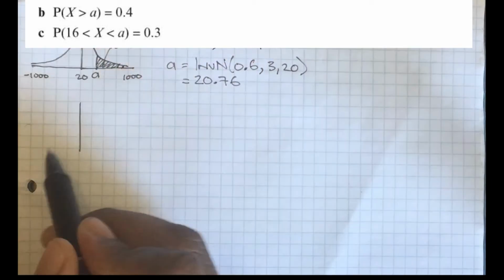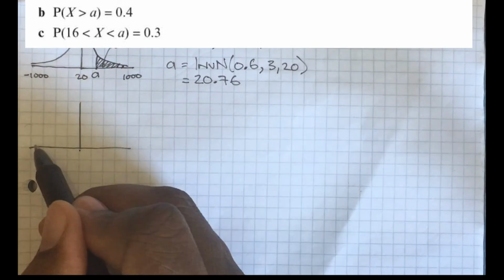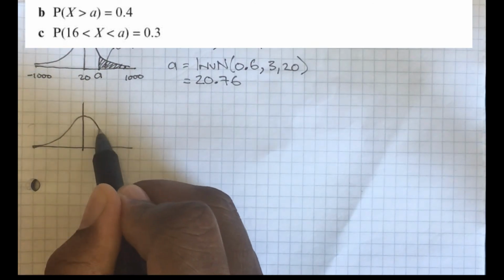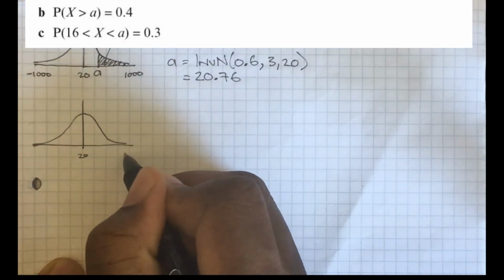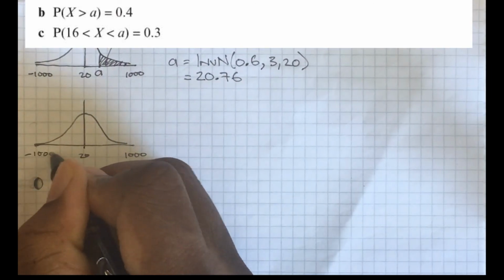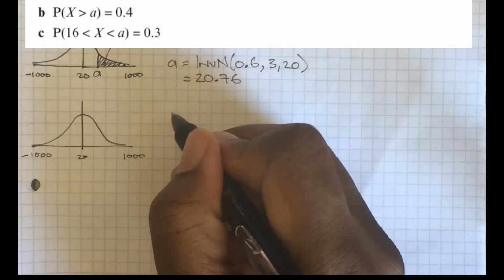Okay, and then something a little bit different this time round. We're looking at question C. We've been told that the probability that x is in between 16 and A is 0.3. So it's a double-sided probability statement.